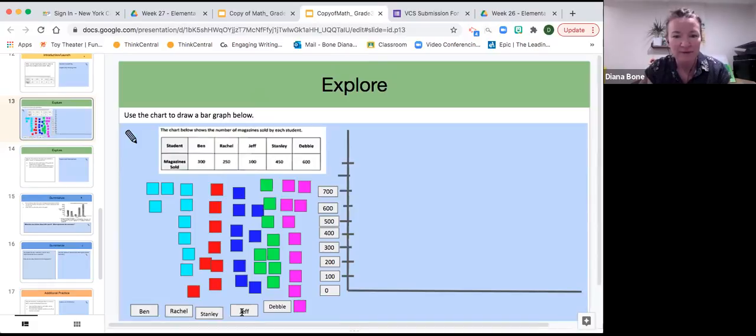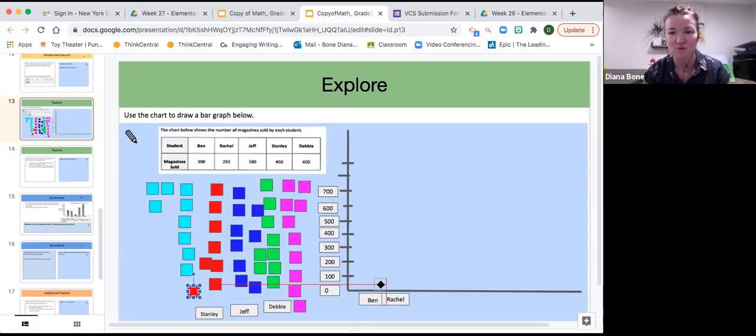So you have all these cool little manipulatives to move around today. You want to make sure you put all your people down here in order. Now let me show you what's not going to work. So let's say you put Ben here, and then we've got Rachel the next. What information are we using today? We are going to be graphing magazines that these kids sold. So let me show you what we don't want to do. Look what happens if I put Ben right next to Rachel.